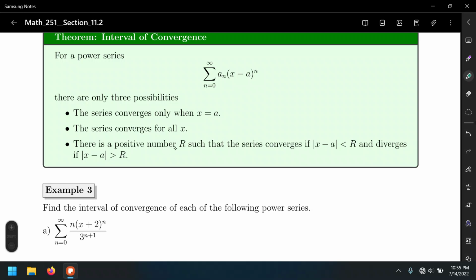There is a positive number r such that the series converges if the absolute value of x minus a is less than r, and diverges otherwise. What does that mean?